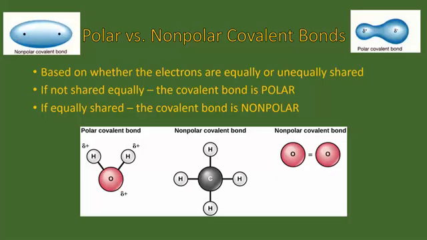However, if the sharing is not quite equal, the bond is said to be polar, because one pole gets a little more of the electrons than the other. Water is a polar covalent bond because the hydrogen atoms are bent, not equally pulling on the oxygen, making the hydrogen slightly more positive and the oxygen slightly more negative. Methane is nonpolar because the 4 hydrogens are equally pulling on the carbon.